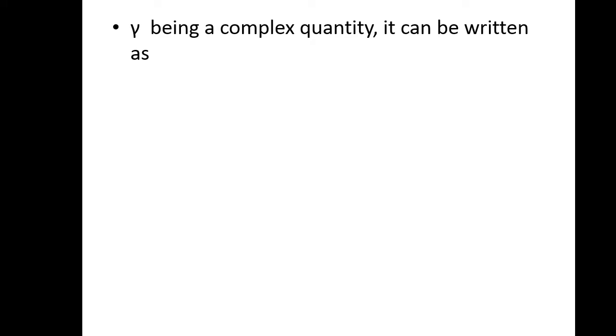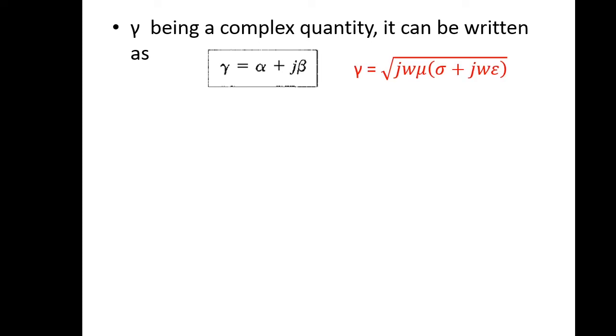So, in the last class we were discussing propagation constant, that is gamma, which is a complex quantity given by alpha plus j beta. Gamma is the propagation constant, equal to alpha plus j beta, where alpha is the attenuation constant and beta is the phase constant. The value of gamma is the square root of j omega mu into sigma plus j omega epsilon. You know that epsilon is permittivity, mu is permeability, omega is angular frequency, and sigma is conductivity.